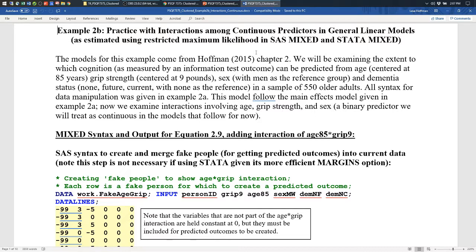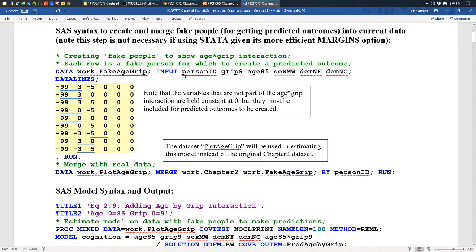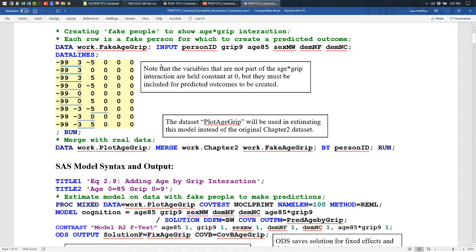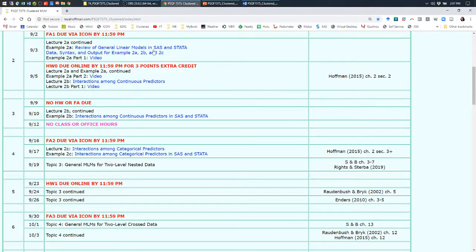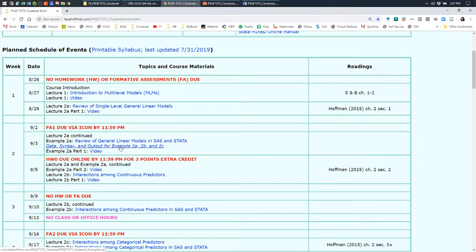I had built this before I got a sense that everyone was going to be all about Stata in this class. So it does have both sets of syntax for Stata and SPSS, goodness, Stata and SAS, but I only have SAS output. If you want to see what the output looks like in Stata, there's a folder online. Let me show you where that is. Data, syntax, and output for examples 2a, 2b, and 2c on 9.3. That folder has all of the output from both programs, so you can look at that if you'd rather look at what things look like in Stata.